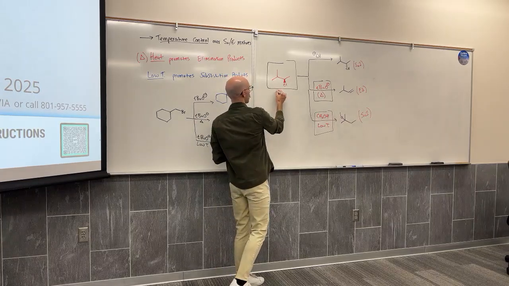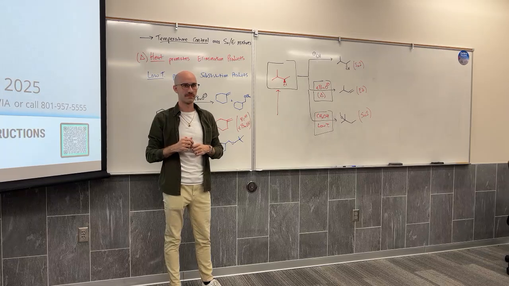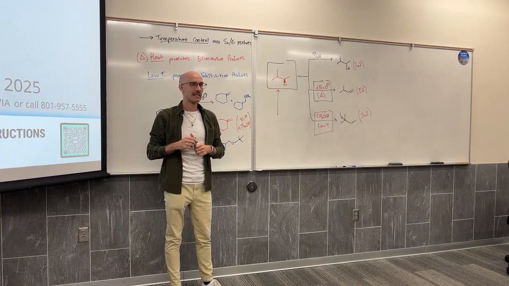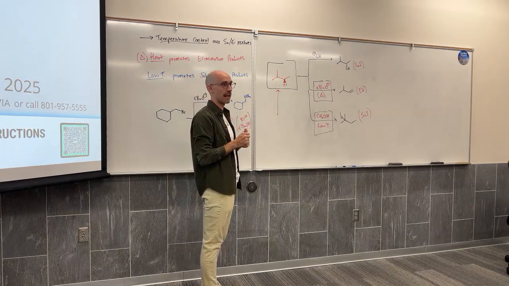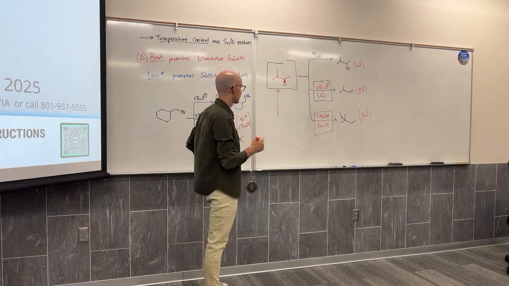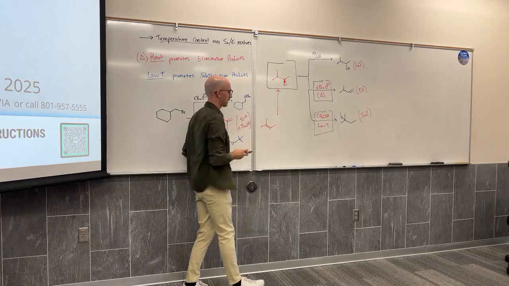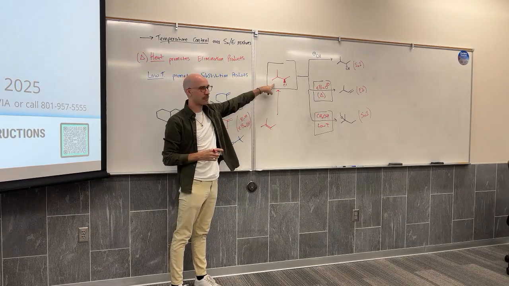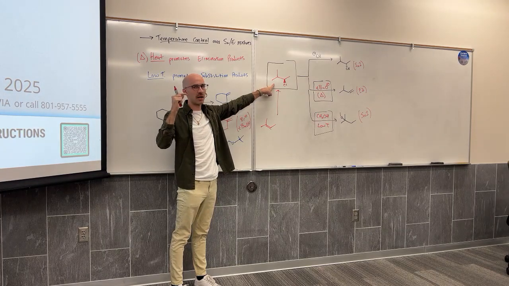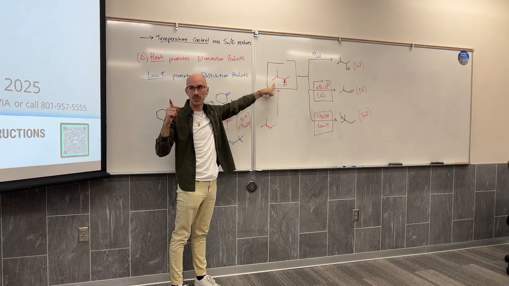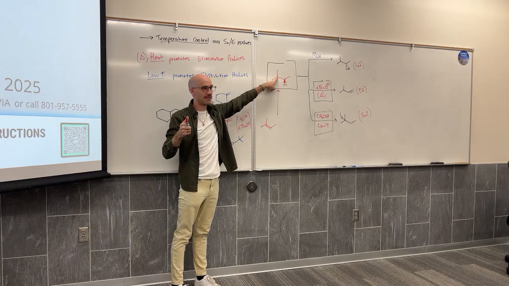Pop quiz. How do I make this product? Sorry? Cl minus from what? How about from an alkene addition reaction? How could I make this? HX addition could work. If I have this alkene, will adding HCl give me this product? What you're doing right now is running through the regiochemistry of HX addition. It's Markovnikov. So H adds here, Cl adds here. Not the product I want.